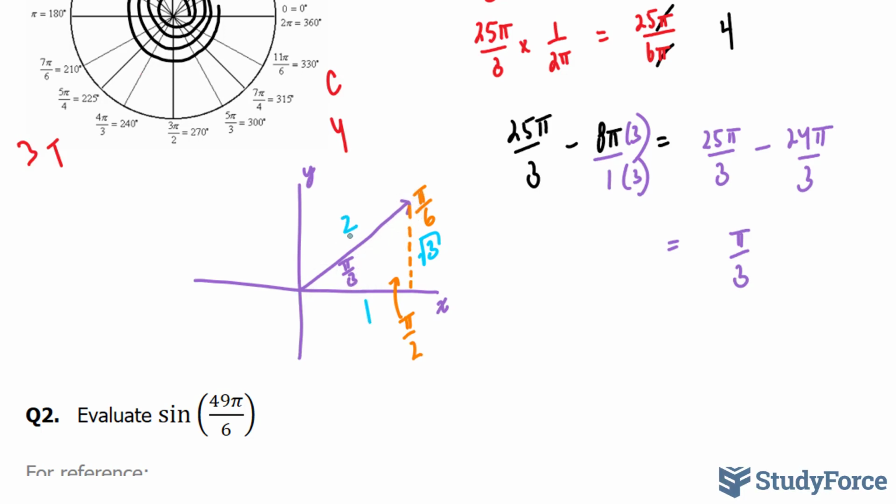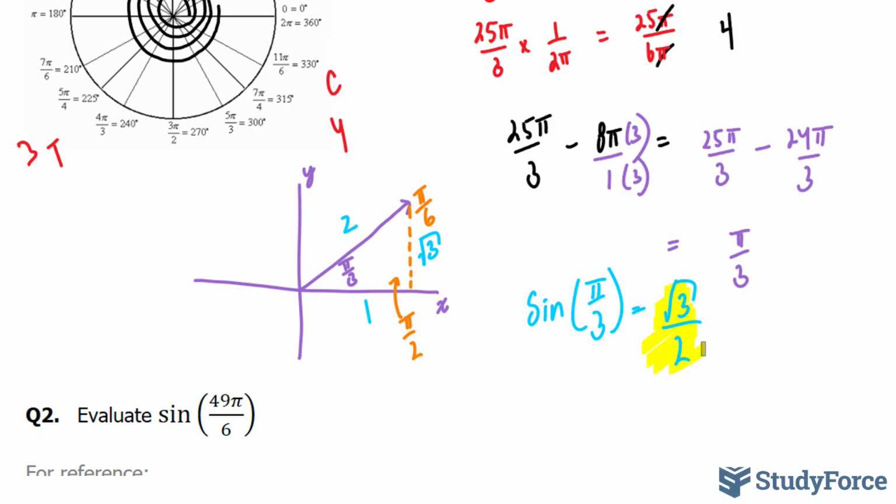Now, we had sine of pi over 3. That's what we discovered, which is equivalent to sine of 25 pi over 3. Sine is opposite over hypotenuse. And so therefore we have the square root of 3 over 2 as our answer. And that right there is the final answer to this question.